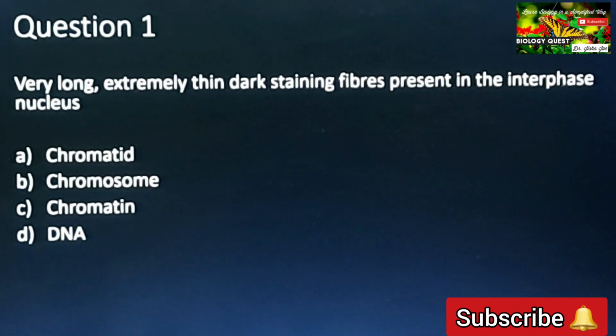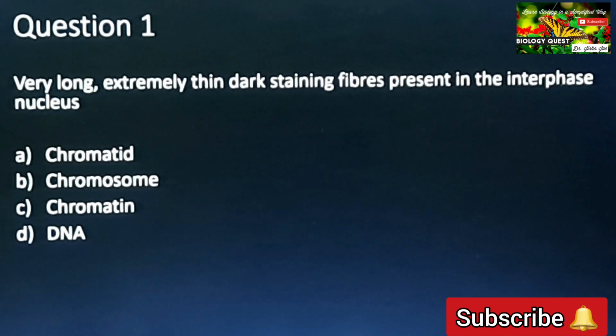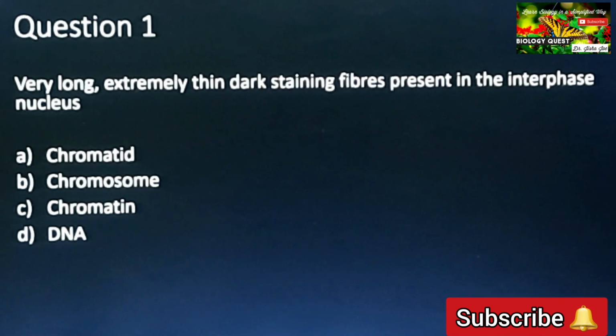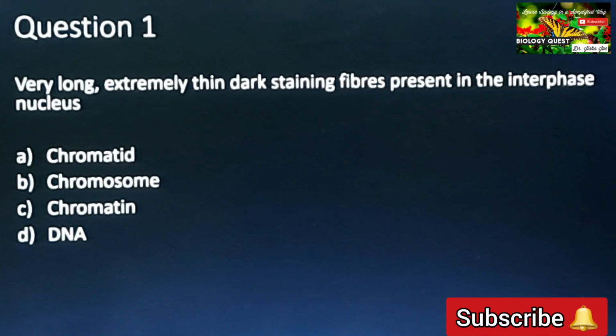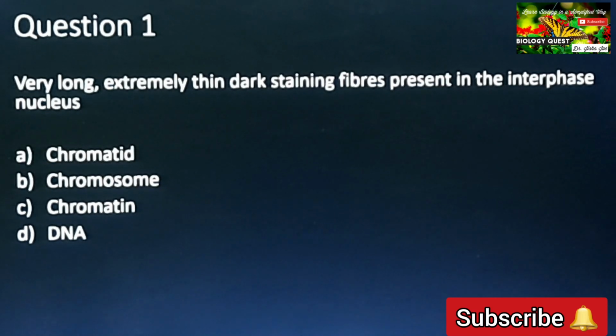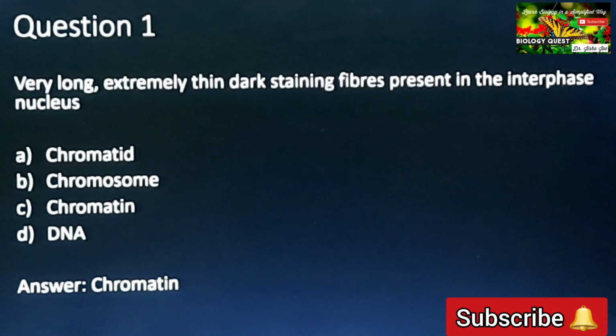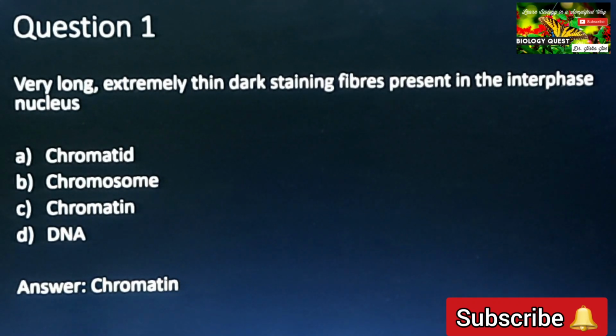Option C, chromatin. Chromatin refers to the network of very long, extremely thin fibers that are present in the interphase nucleus. And option D, DNA, is deoxyribonucleic acid. We know the chromatin is basically composed of DNA and a special type of proteins called histones. So what is the correct answer? Option C, chromatin, is the correct answer. Very long, extremely thin dark staining fibers present in the interphase nucleus is chromatin.